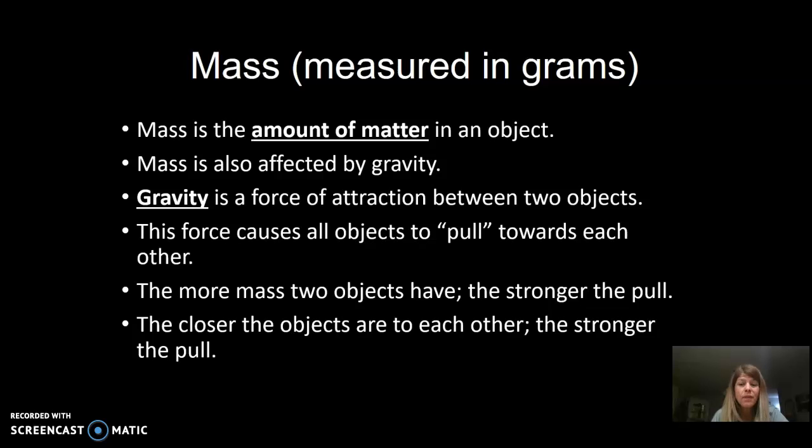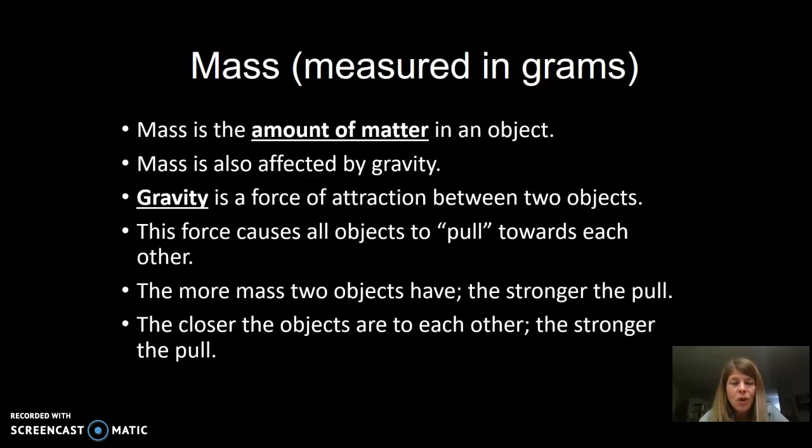All right, you guys, let's talk a little bit more about mass. We've talked about this last week, about mass being the amount of matter in an object. It's how we measure how much mass is in the matter. But here's the deal. Mass is also affected by gravity.